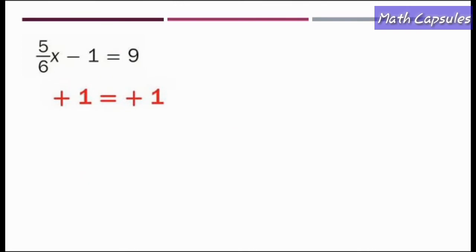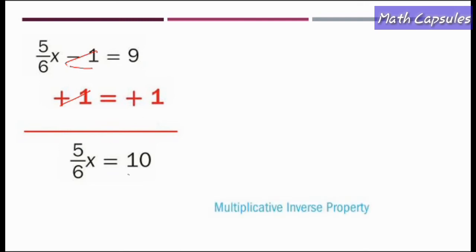After that, we use the addition property also of equality to get rid of minus 1. So we will add 1 on both sides, and this will give us here minus 1 crosses with plus 1 and remains 5/6x, and on the right hand side, 9 plus 1 equals 10.